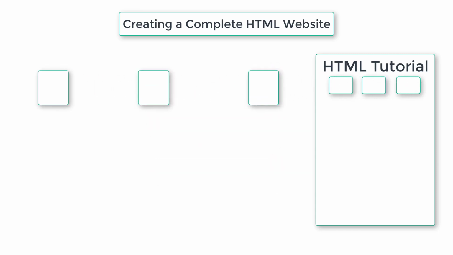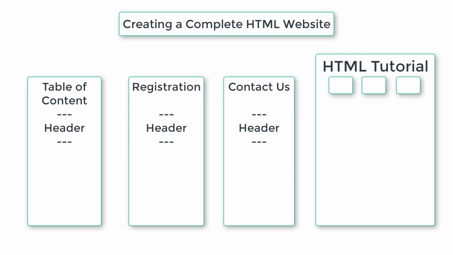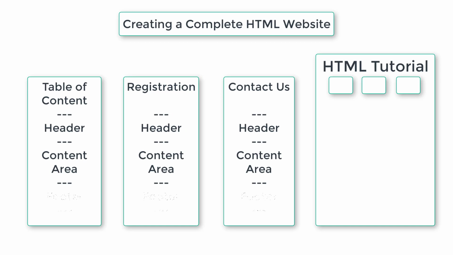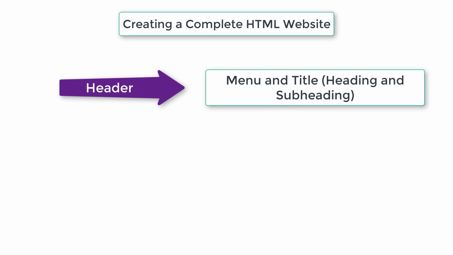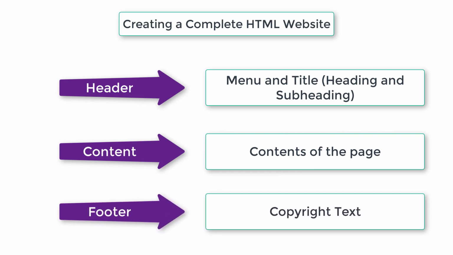Our website will have 3 web pages. Each web page will have 3 sections. They are the header, the content area, and the footer. In the header, we will have the menu and title of the website. The contents of the website will be in the content area. The footer will contain copyright text. I believe you are very excited about building the first complete website.